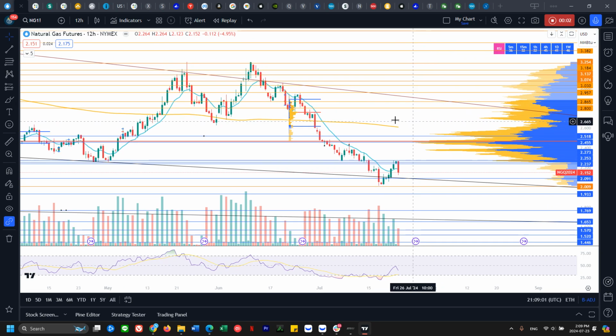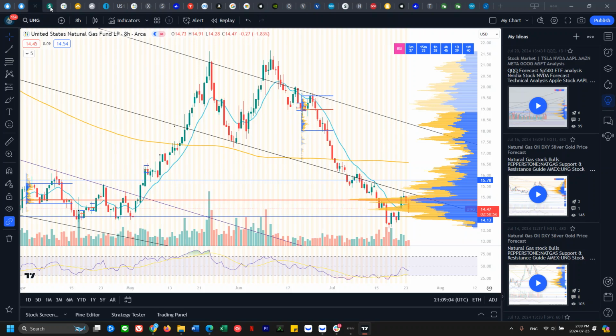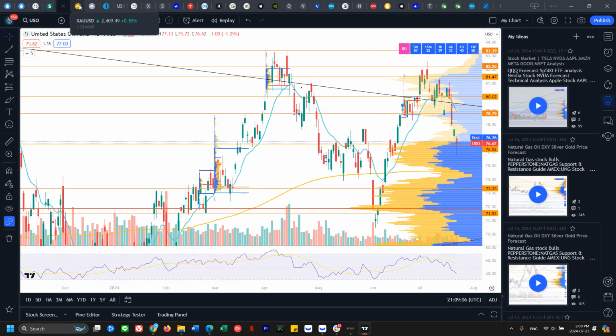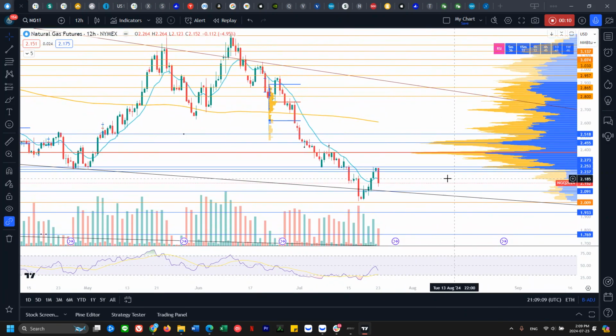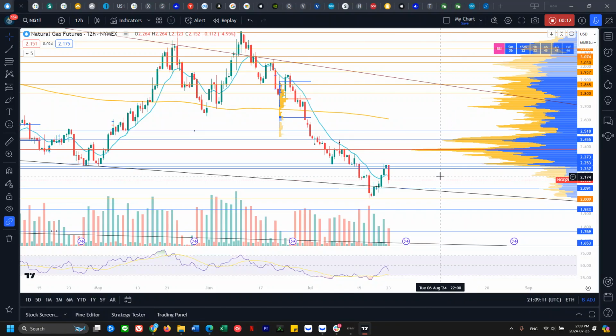And today we'll be looking at technical analysis on natural gas, UNG, US dollar, oil, gold, and silver. We'll be keeping things simple and looking at the support and resistance levels. All right, let's get started.